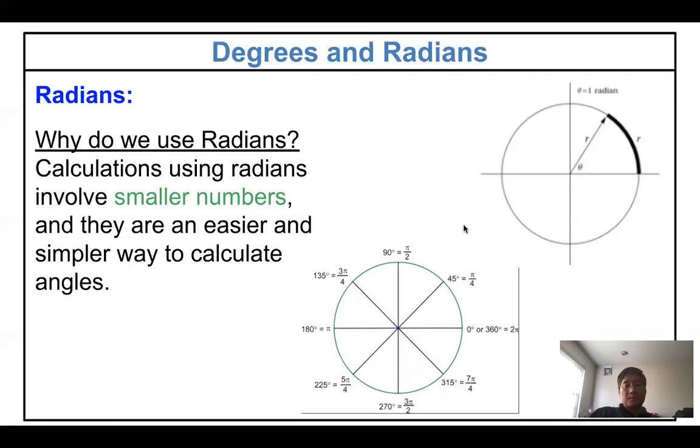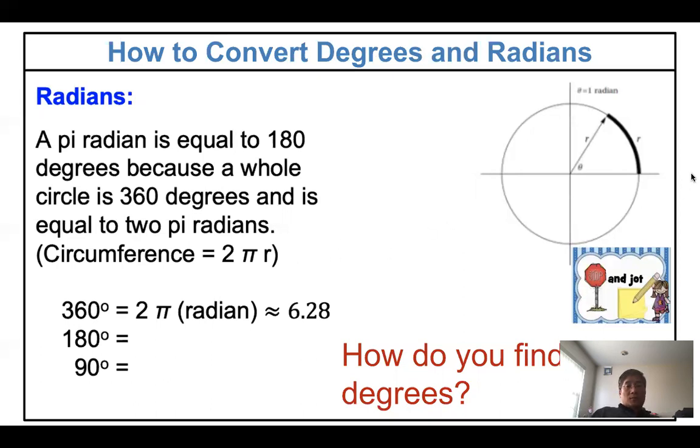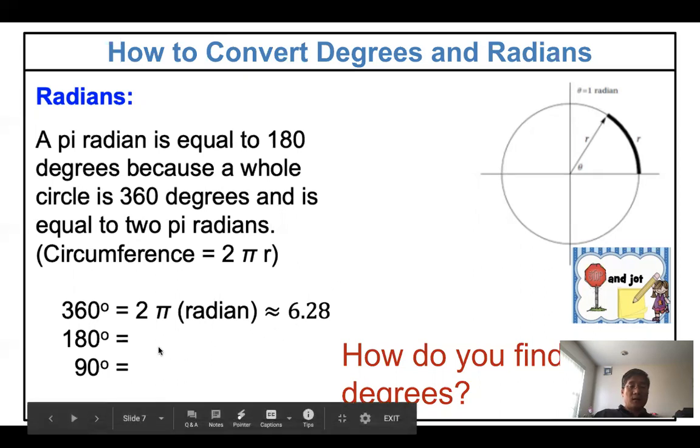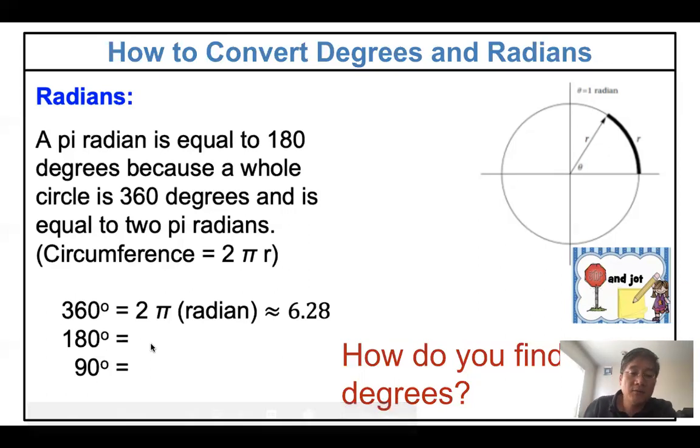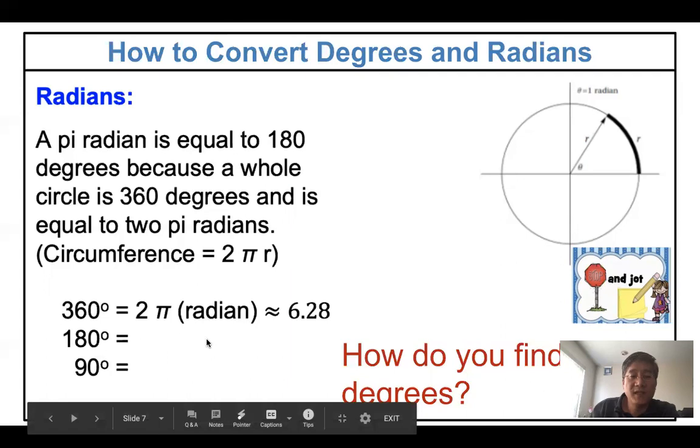But now, 2 pi radians is equivalent to how many degrees? Yes, 360 degrees. Then what is half of this? Half is 180 degrees, right? That is equivalent to what? 2 pi divided by 2 is, yes, 1 pi, just pi radians. So 180 degrees is pi radians, which is 3.14 radians.